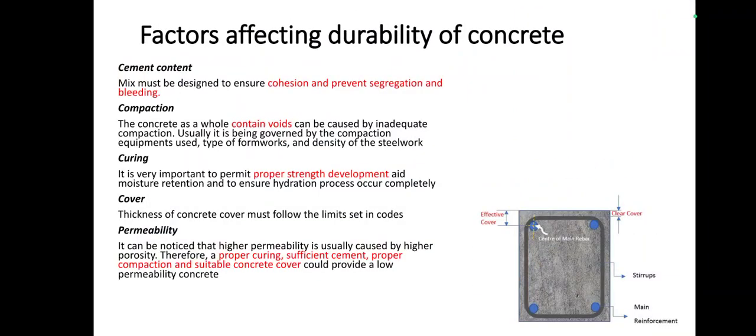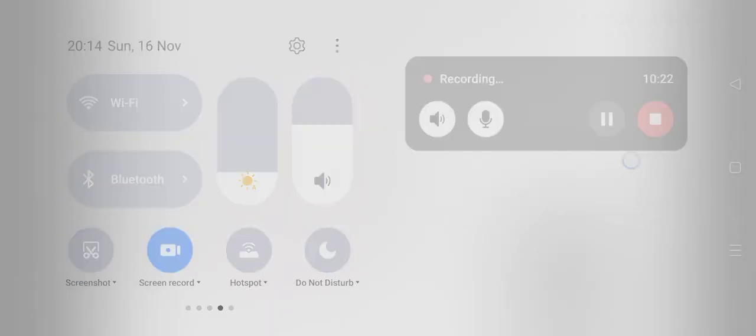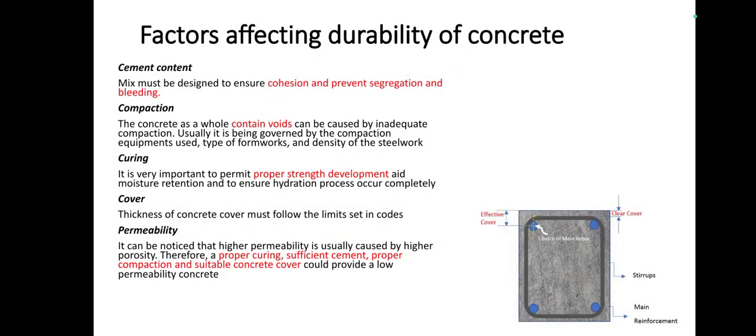And what are all the factors which affect it? The main factors are the cement content. Suppose if we increase the cement content, what will happen? Automatically the pore space will be reduced. So if the strength is more, automatically the durability will be more. If the cement content is less, then what will happen? It will have a lot of pore space, and the strength of the concrete will be less, which means the durability will be less.